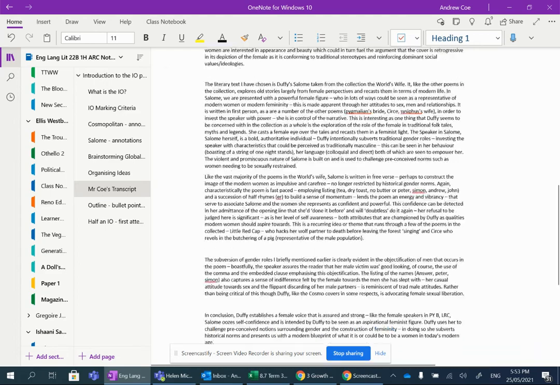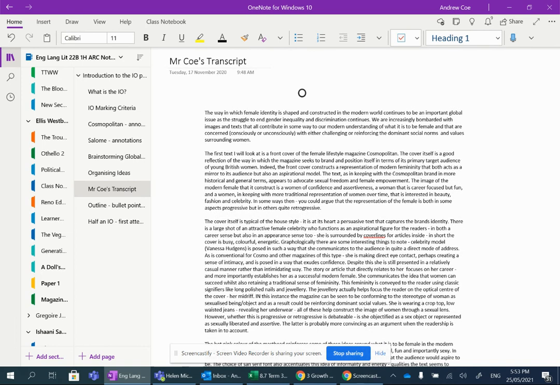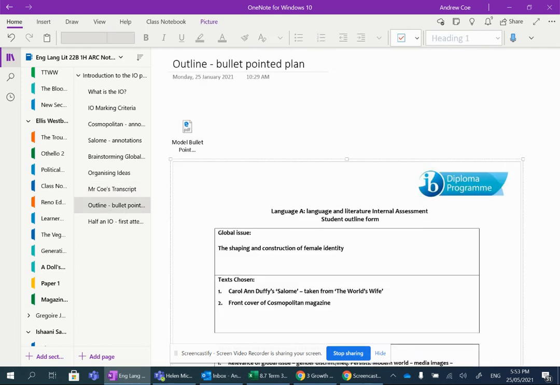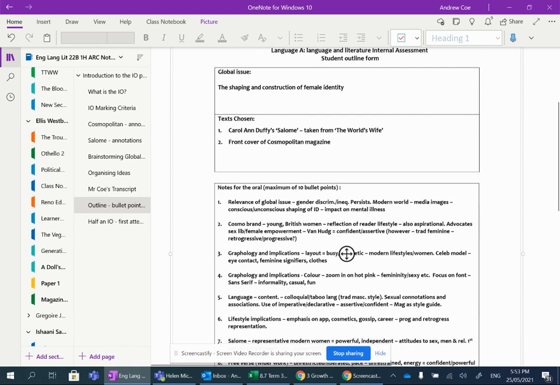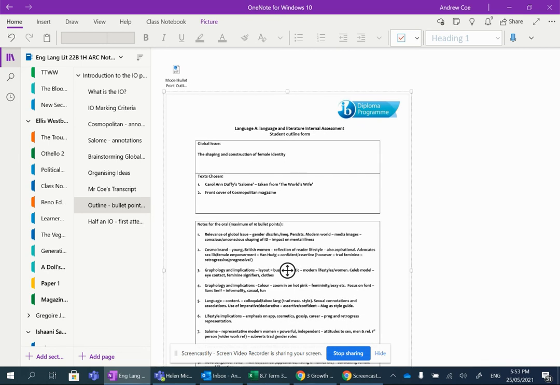The next stage, I think, is obviously the most important. When you go into the actual I.O. itself, what you'll have with you are copies of the texts with no annotation, clean copies of the extracts, and a bullet point plan. And this is what your bullet point plan will look like. It will be on a piece of paper exactly like this. This is the form that the IB want you to use.